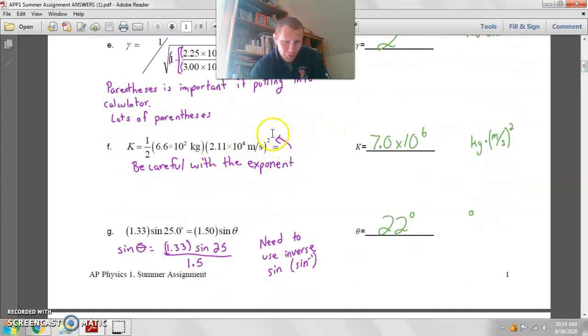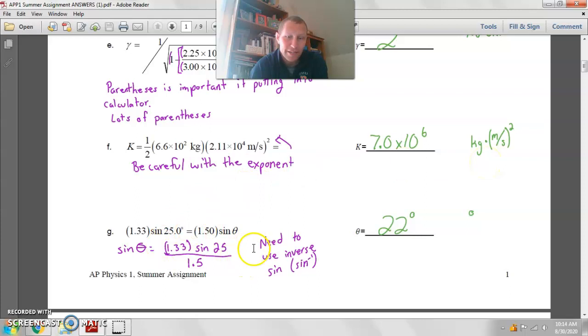Here, be careful with the exponent. Make sure that you are doing 2.11 times 10 to the 4th squared, and then multiplying it by the half. And then the units you get here are kilograms, and then because the meters per second unit was squared, you have meters per second squared here. Kind of goofy. We'll see how that unit plays out when we get to our energy unit.